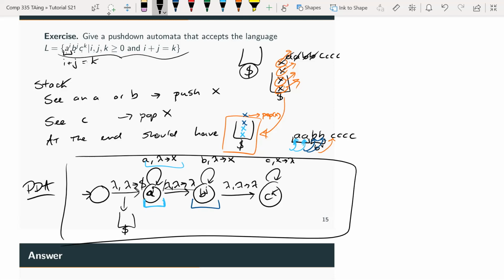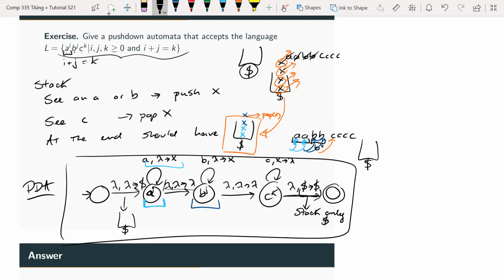And so in theory, if I have the same number of A's and B's as C's, then at the very end of this loop, I should have nothing in my stack. I should just have the bottom symbol, right? The stack start symbol. And so that's what I'm going to check for. I'm going to be able to go to my final state, I'm just going to say that I need my stack to have only the $ sign. Okay, and that's how you would create a PDA. It's not, of course, the unique one, but a PDA to accept this language.